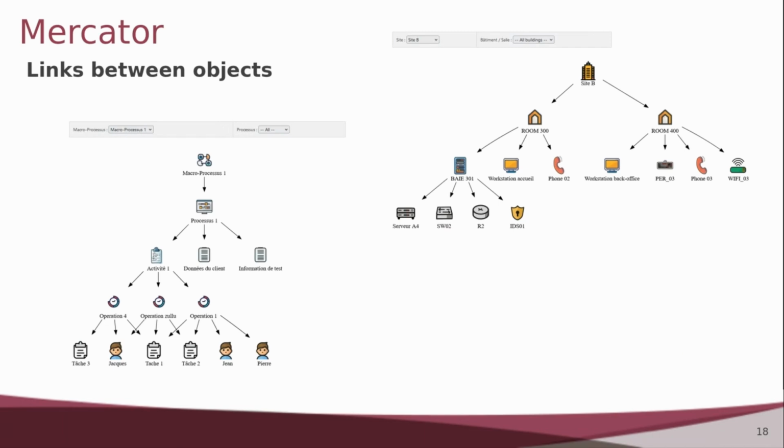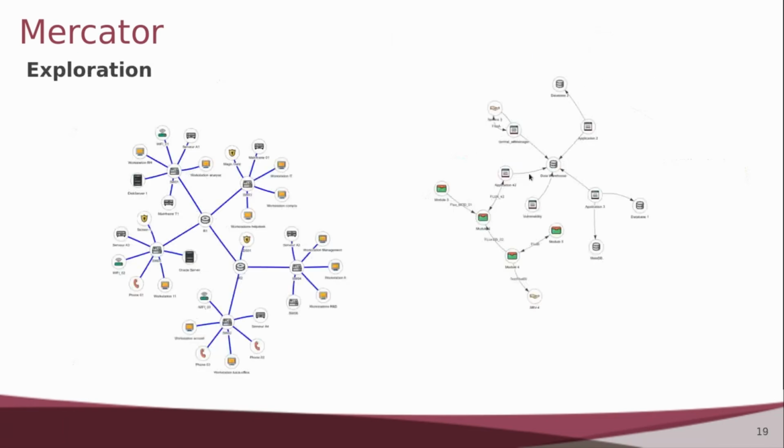Mercator draws the objects. You can view your objects in a hierarchical view. Here you have a process with your macro process, activities, and operations. Here for the building, you have a site with the rooms, the bays, with all your equipment.